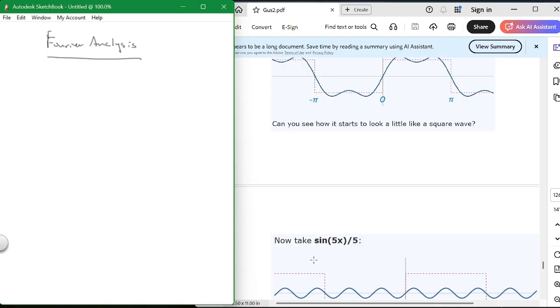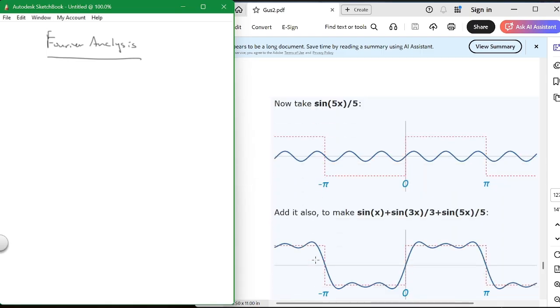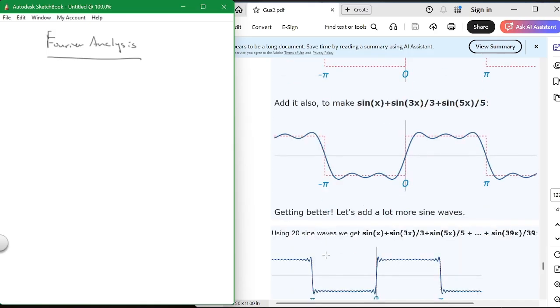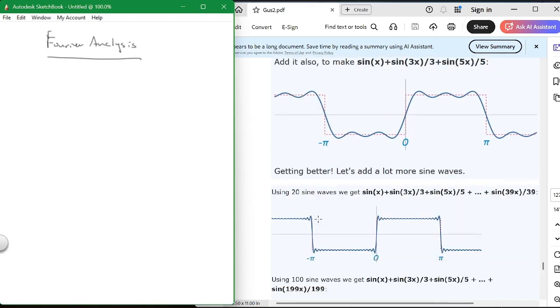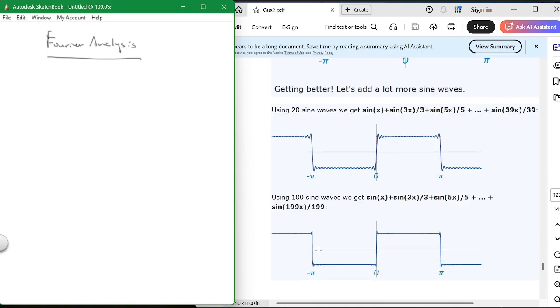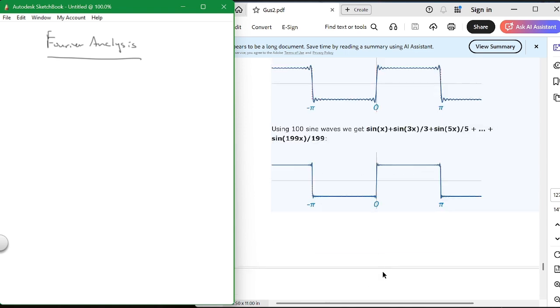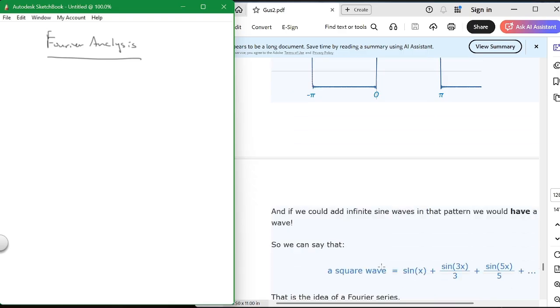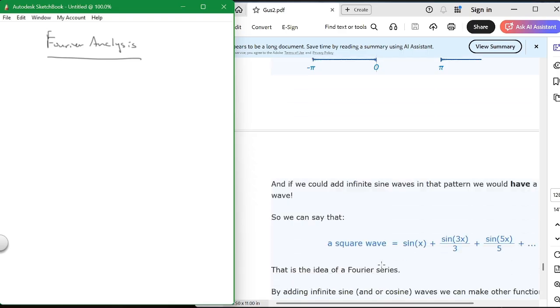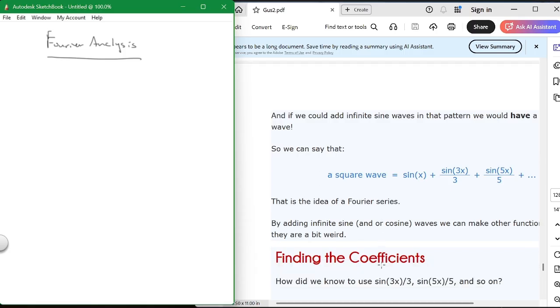If you add another one, you could get a little bit more. And when you add up the first 20, you get something looking like that. Now that's pretty close to a square wave. It's not exactly a square wave, but it's pretty close. And if you go to 199 harmonics above it, it looks very, very close to a square wave. And if you go infinitely far, it will look like exactly a square wave.